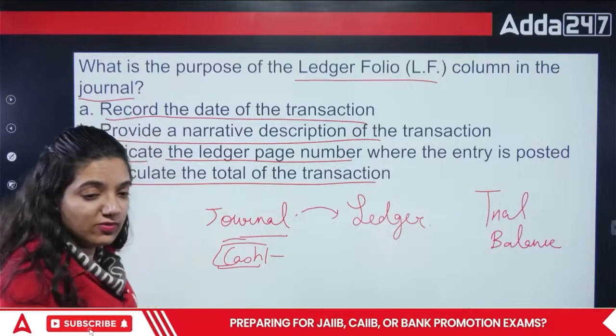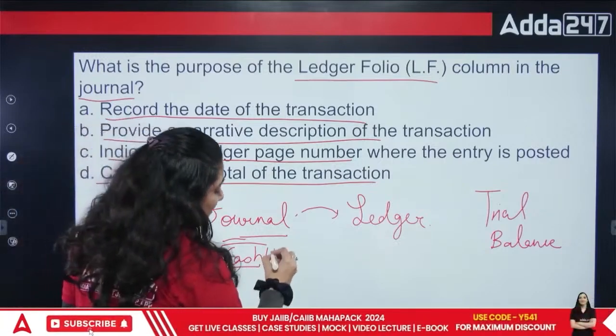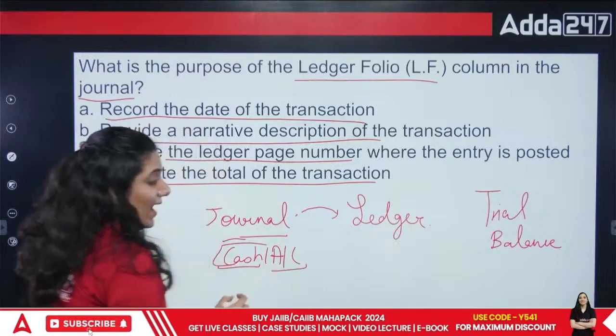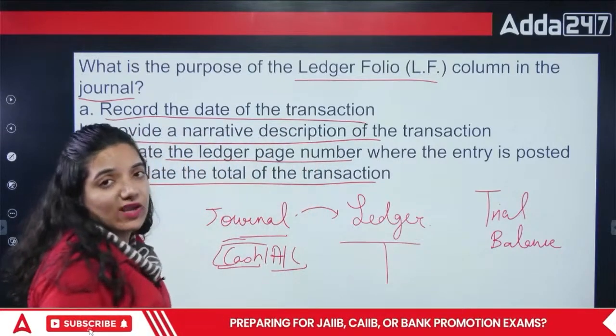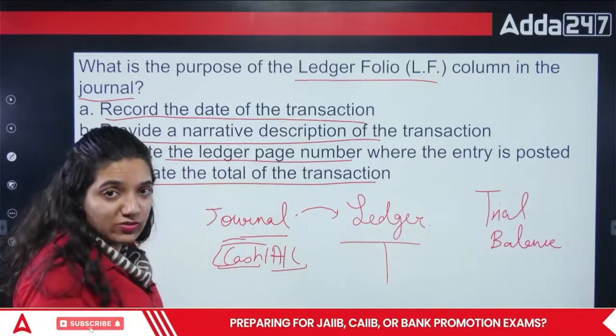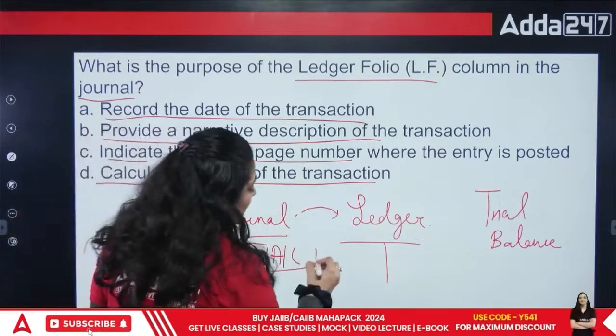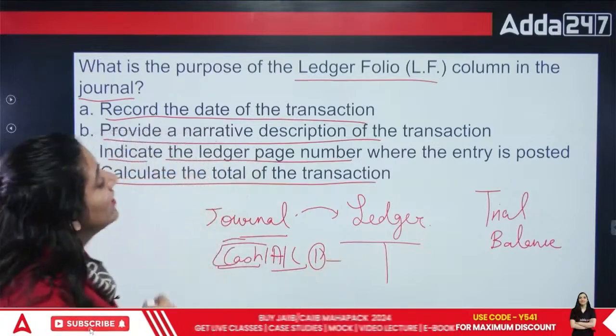So what will I do? Whatever cash I receive would have a specific account. And this account means a specific table in the ledger would be given to cash. And the table number should be known to me, right? So you give a specific account number to it, and that is called the ledger folio.